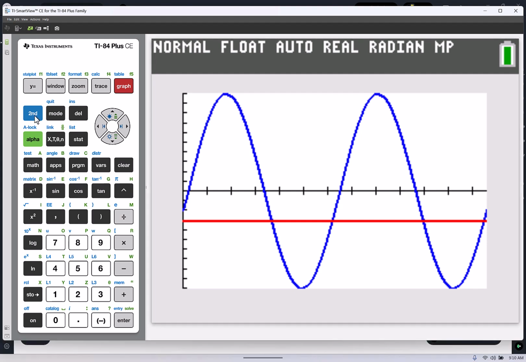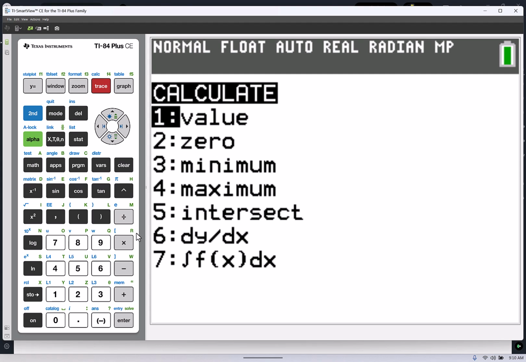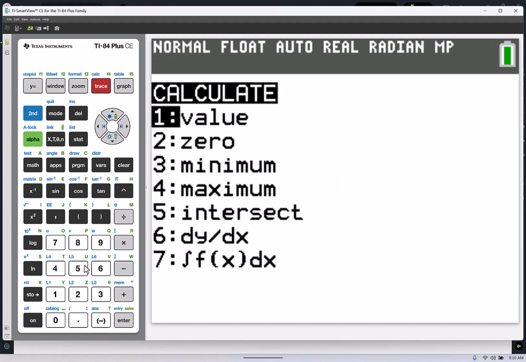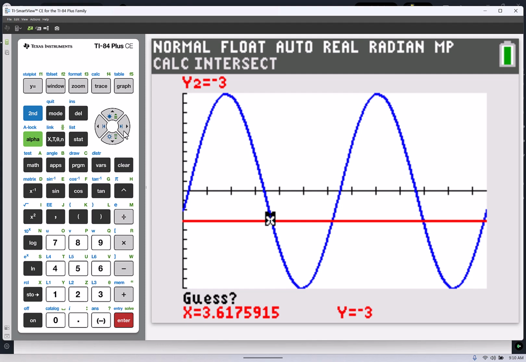So let's see. Second, calculate number 5. Enter, enter, enter. Guess. Go to the one you want first. Let's see. Enter. 3.6462. Is that one of my answers? Yes. Second, calculate number 5. Enter, enter. I'm going to scroll to the second one.